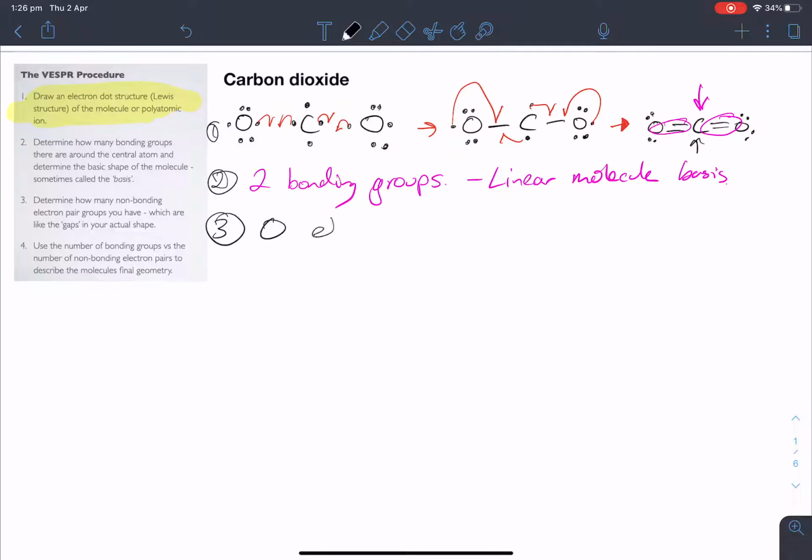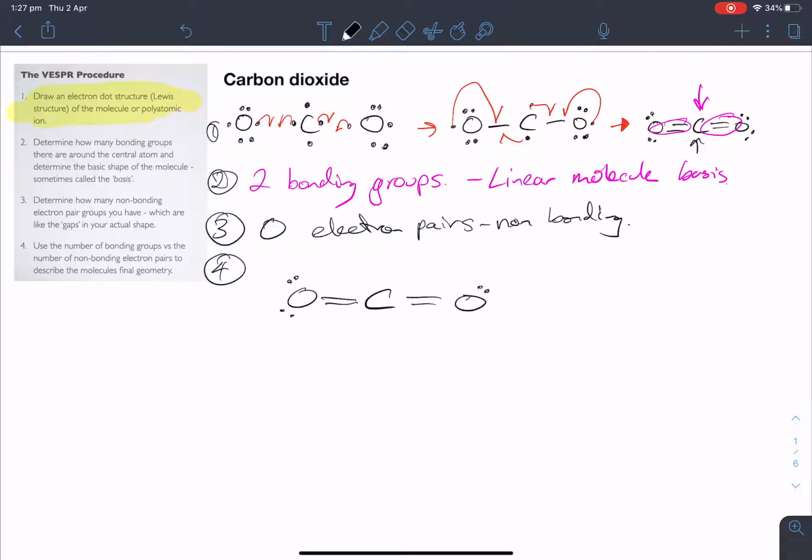Okay, step 3 is we need to determine how many non-bonding electron pairs around the carbon. There's 0 non-bonding electron pairs. So we don't need to reconsider the shape for number 4. Number 4, bonding groups versus the number of non-bonding electron pairs. It's 2 bonding groups, but all of them are bonding. There's 2 actual bonds around there. So the actual shape is back to the Lewis structure there. Let me redraw it. Carbon, double bond, oxygen. Oxygen has 2 lone pairs. So the only bonding groups are 2 actual bonds. So the shape is linear and it's 180 degrees apart. Linear molecule.